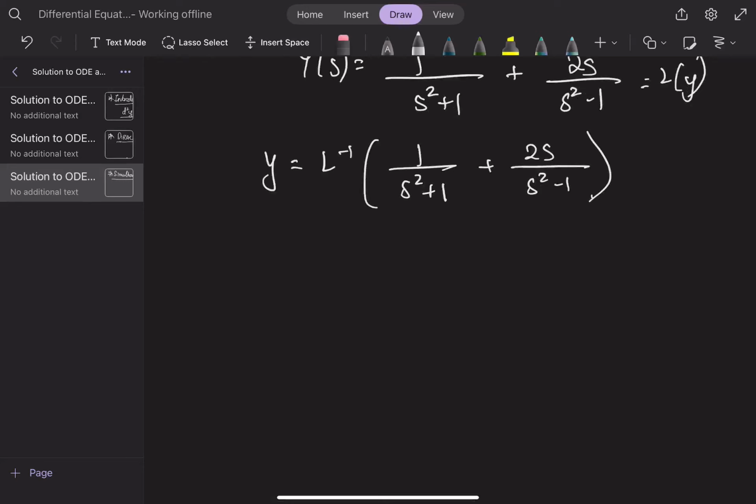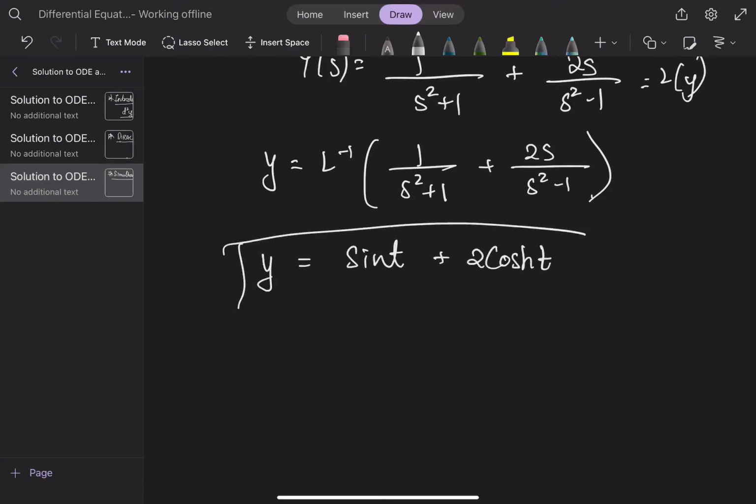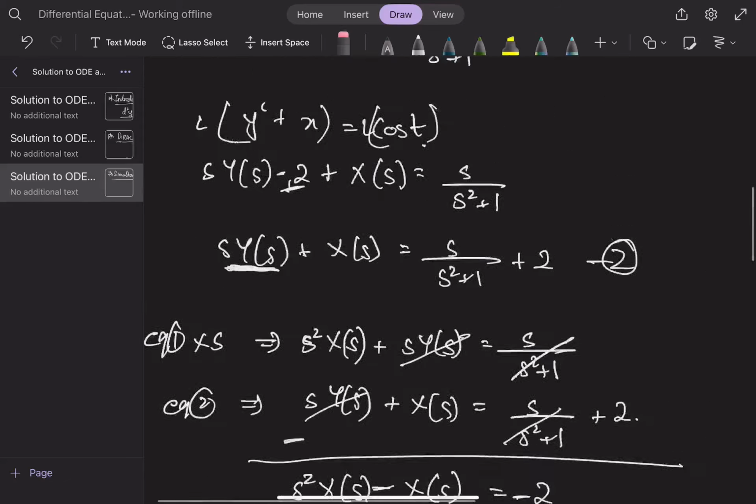So this will give you sin t plus 2 times cosh t. So this is your answer. So this is how you solve the system of equations.